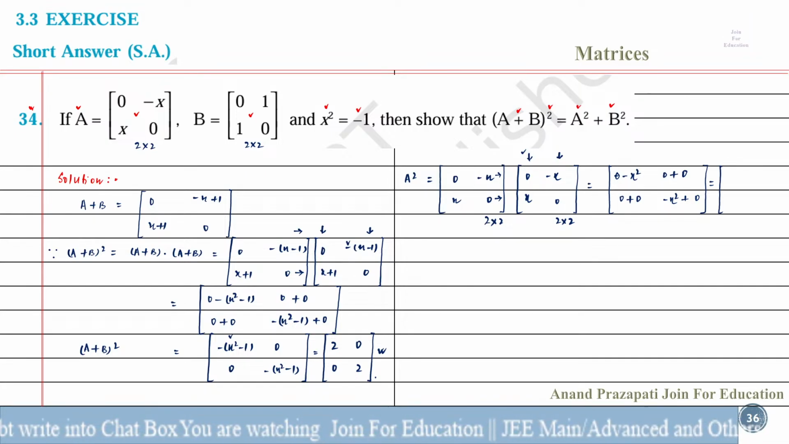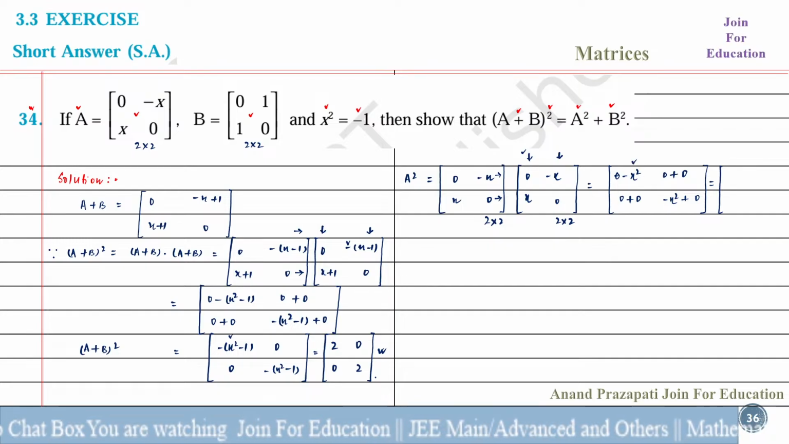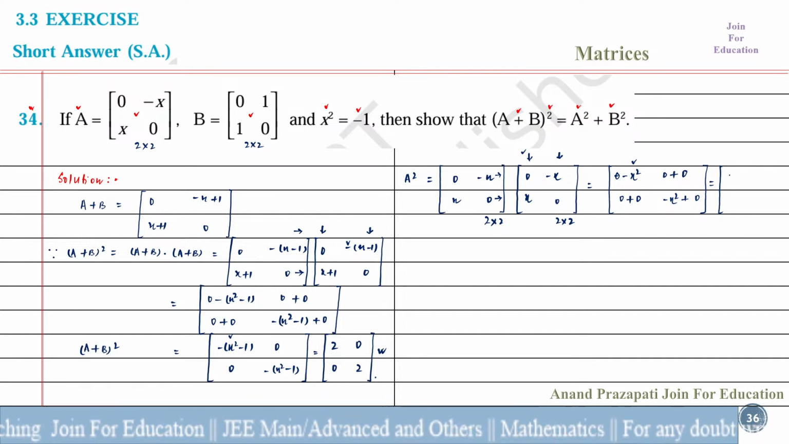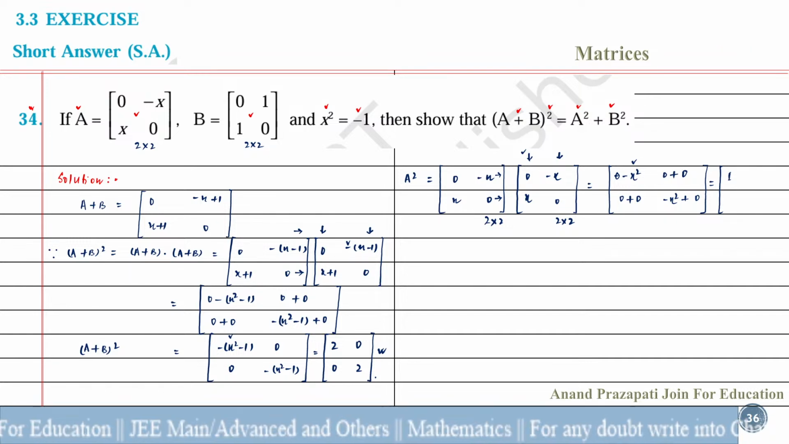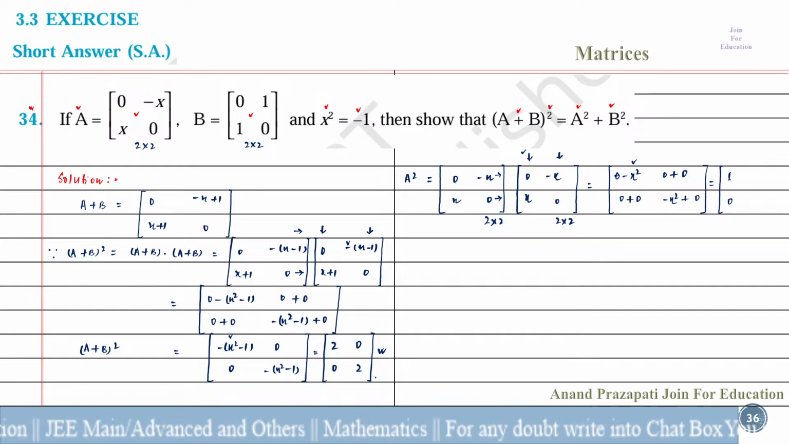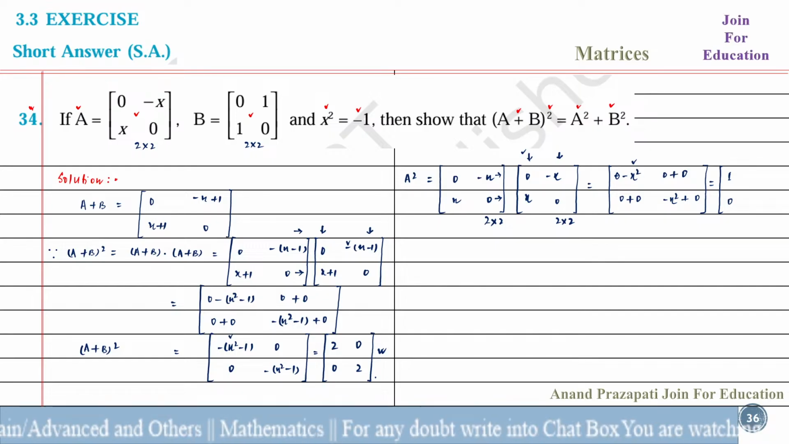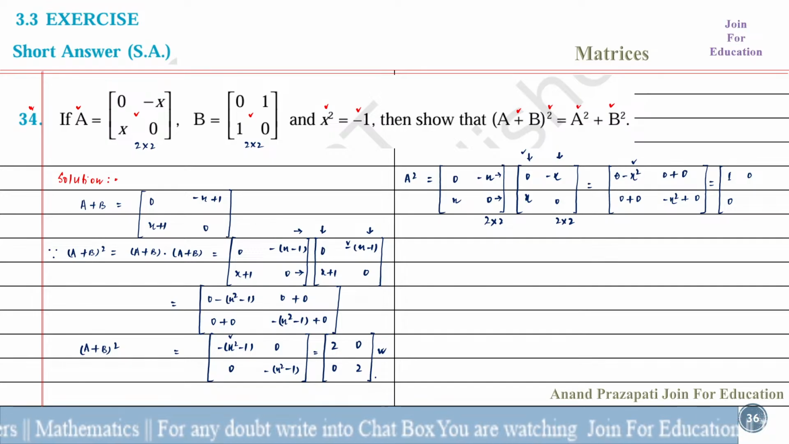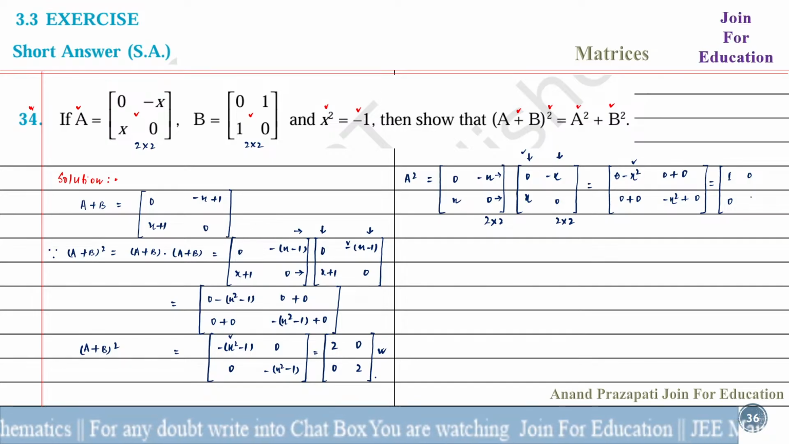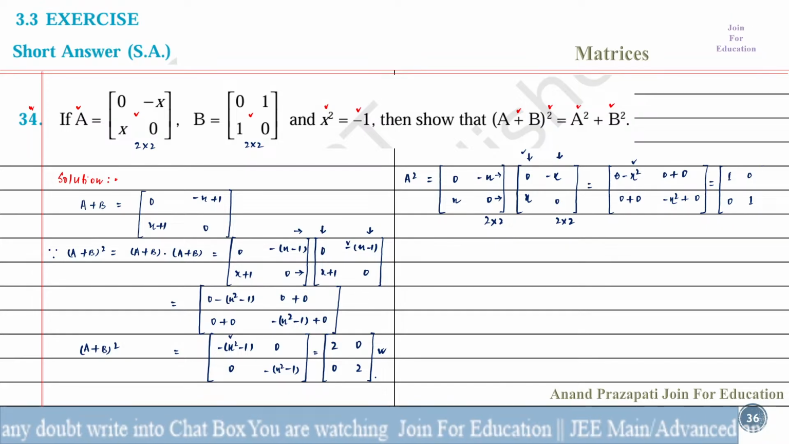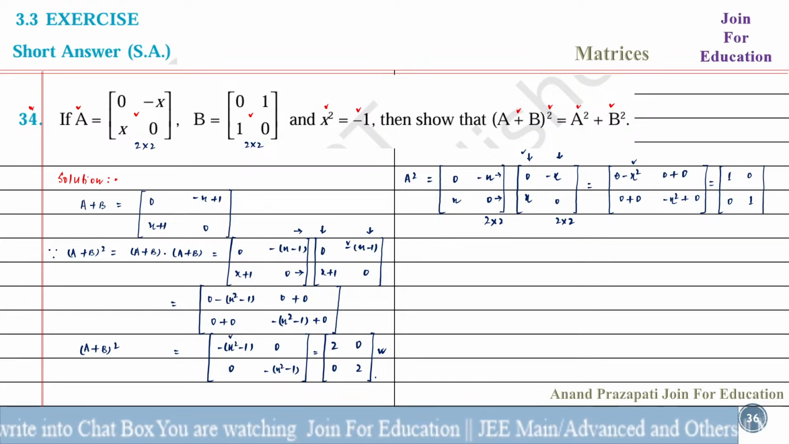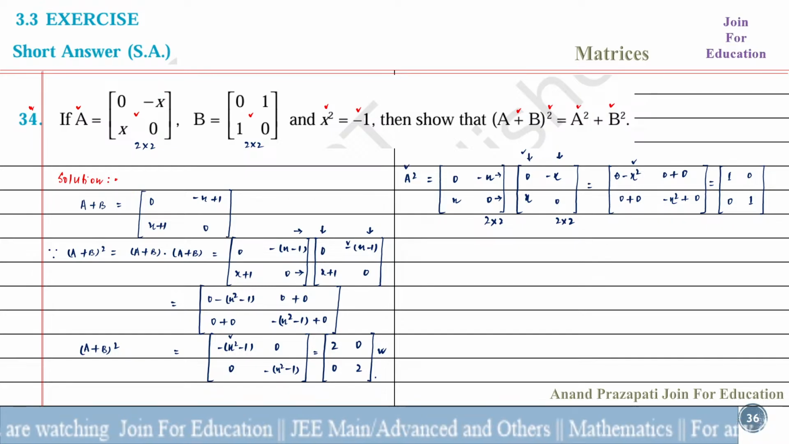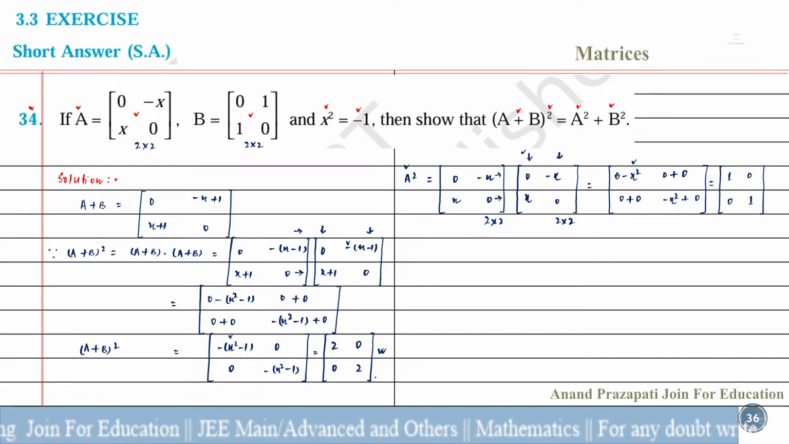So, now we put the value of x square equal to minus 1. So, here will be minus x square, it means that 1, and this one will be the 0, and this one will be the 0, and minus x square equal to 1 plus 0 equal to 1. Therefore, a square equal to [1, 0; 0, 1].